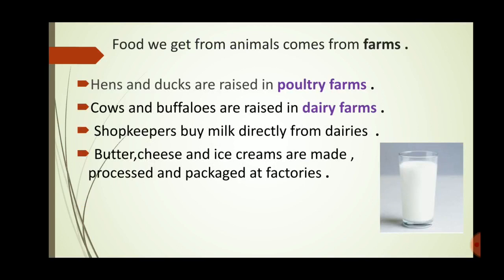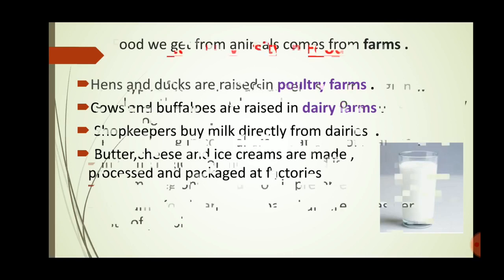Food we get from animals comes from farms. Hens and ducks are raised in poultry farms. Cows and buffalo are raised in dairy farms. Shopkeepers buy milk directly from dairies. Butter, cheese, and ice creams are made, processed, and packaged in factories.